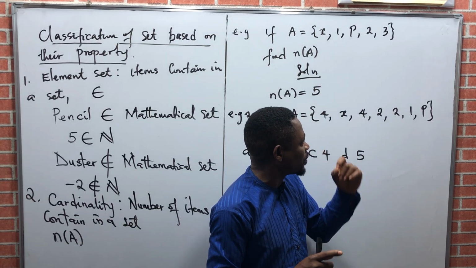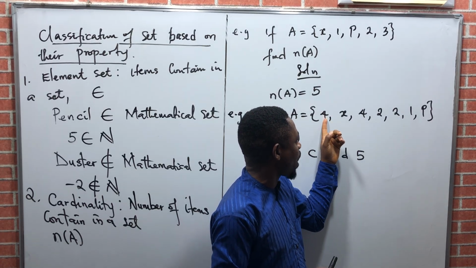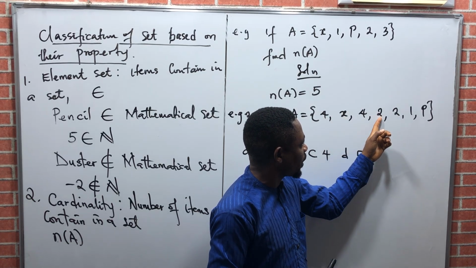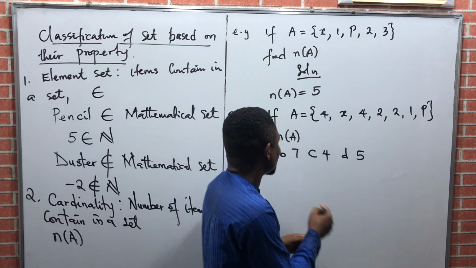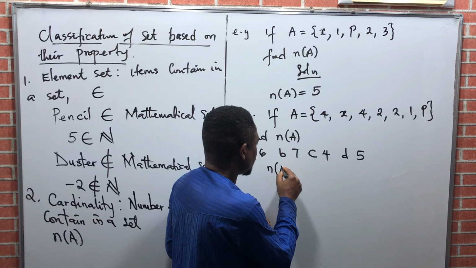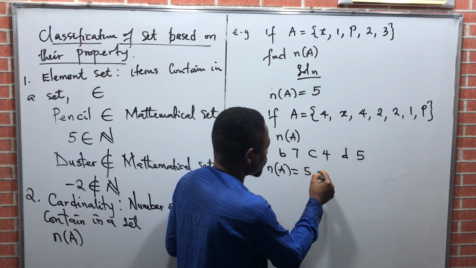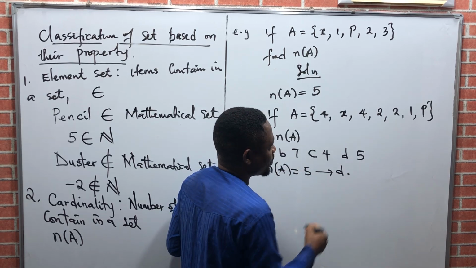Then if you now count the cardinality, I will say 1, 2, 3, 4, and 5. So the cardinality of the set above is 5, which is option D. Have I made myself clear?